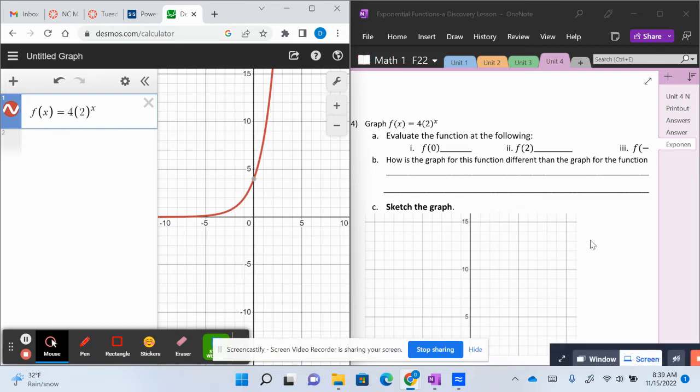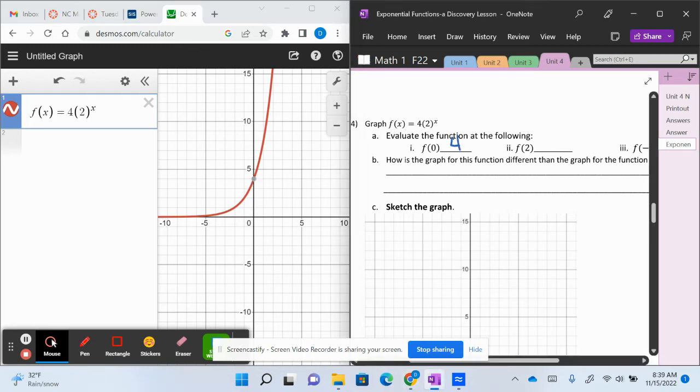So what did that do to my graph? It took the 2 to the power of x and it stretched it. It took every output and multiplied it by 4. That 4 out front is a multiplier, right? So f of 0, when x is 0, what's my output now? What is that point? 4. That's because 2 to the 0 power is 1, and 1 times 4 is 4.